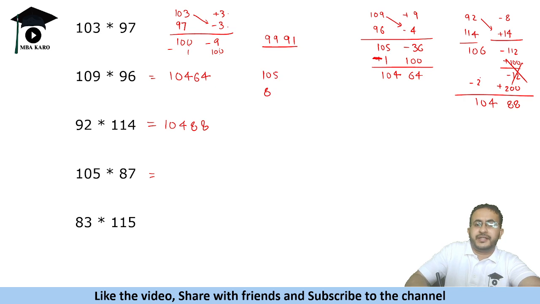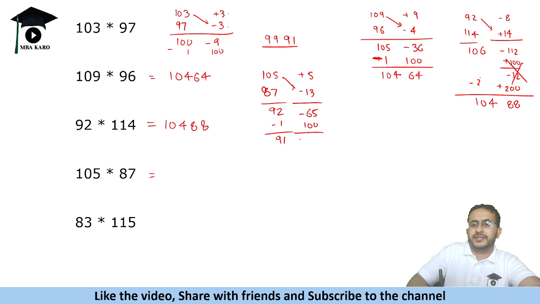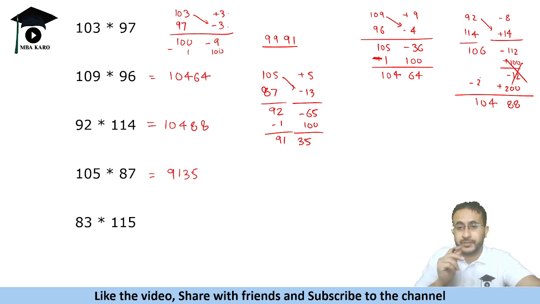105 and 87: plus 5, minus 13. So 5 into 13 is 65. So minus 65 and this is 92. So 92, this becomes plus 100 minus 1. This is 91 and this is 35. So 9135. So without even knowing the tables of these numbers, we can multiply them very fast.